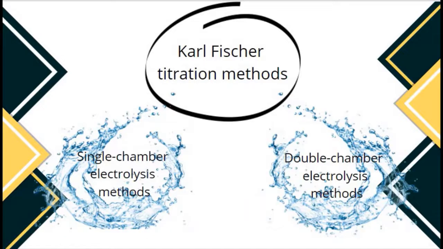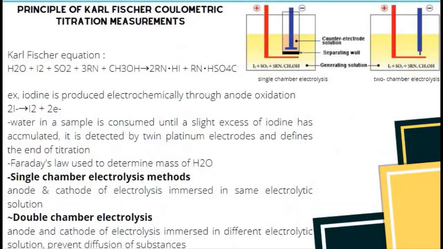As I mentioned before, coulometric titration is one type of titration. Coulometric titration has two methods, which are the single chamber electrolysis method and the double chamber electrolysis method. Before we talk about the electrolysis method, we talk about the principle of coulometric titration measurements. The general equation of coulometric titration is shown below.